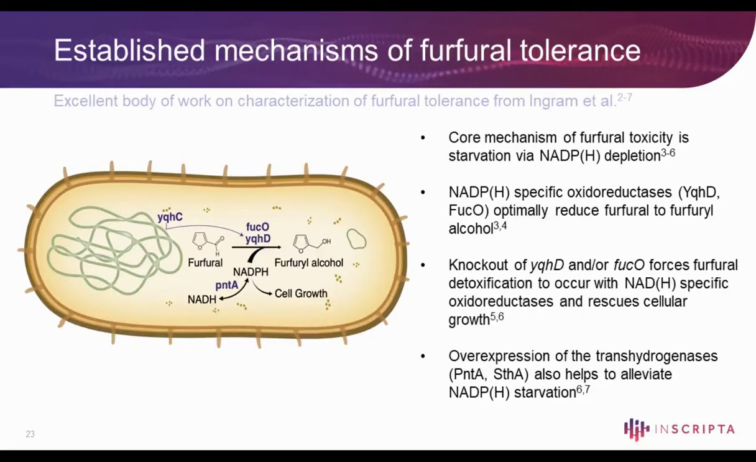Furthermore, overexpression of the PNTA gene, encoding the protein NADP transhydrogenase subunit alpha, helps to alleviate NADPH starvation and will give a growth advantage to these clones in the population.